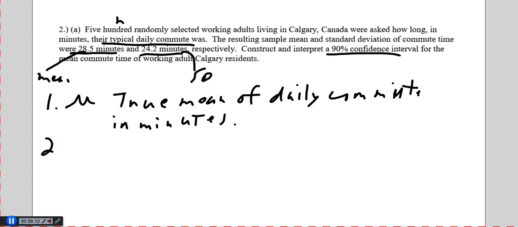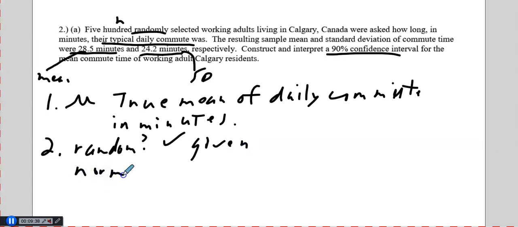All right. Number 2, we write random question mark. Okay. And we look for the word random, which I forgot to say. Resulting sample mean standard deviation commute time. Yep, there it is. Randomly. Boom. Randomly. So, yes, given. Reading is hard sometimes. And then we look for normal. Well, yepers, because 500 is greater than or equal to 30. So, we're good to go. That's all we do for 1 and 2.